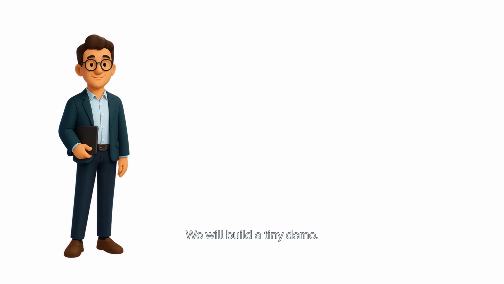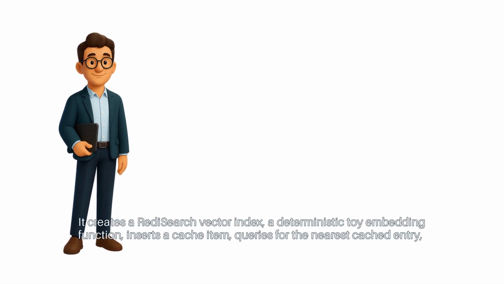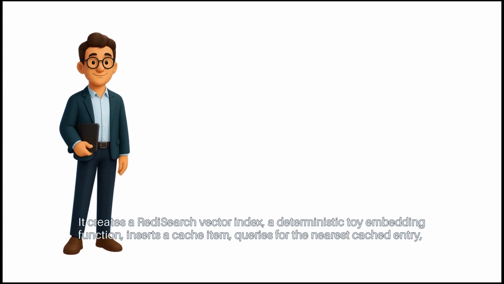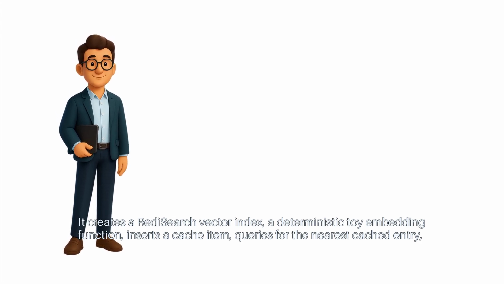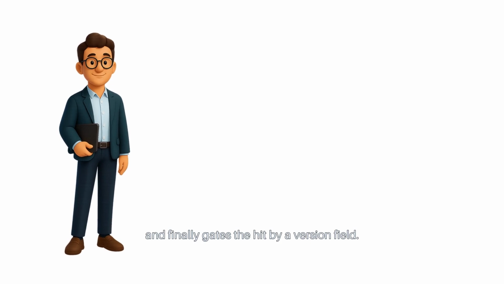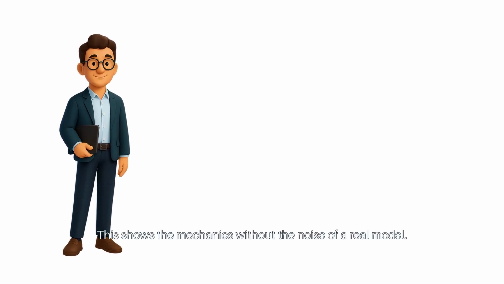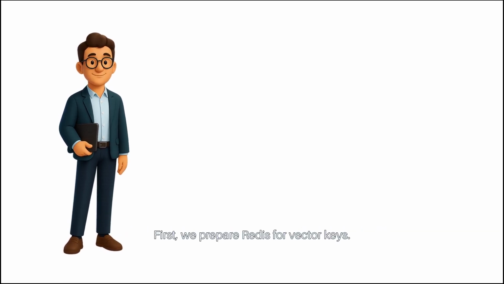We will build a tiny demo. It creates a RediSearch vector index, a deterministic toy embedding function, inserts a cache item, queries for the nearest cached entry, and finally gates the hit by a version field. This shows the mechanics without the noise of a real model.